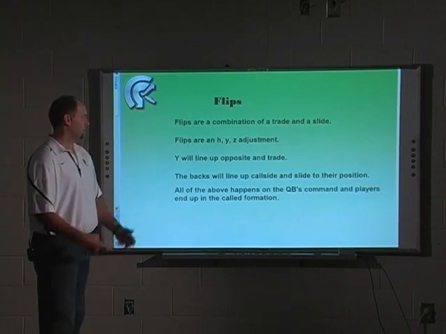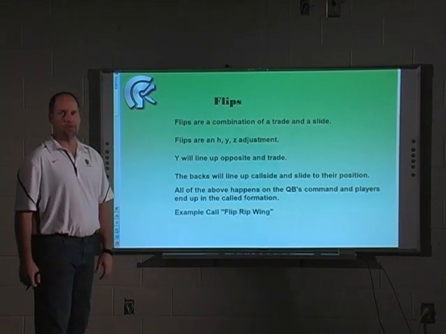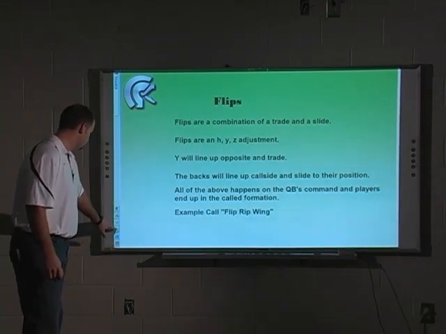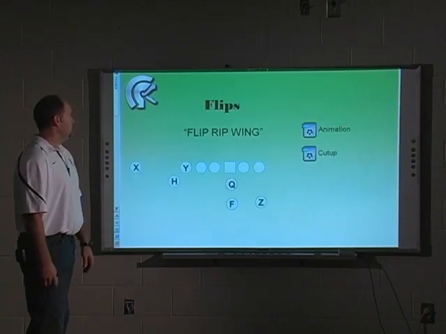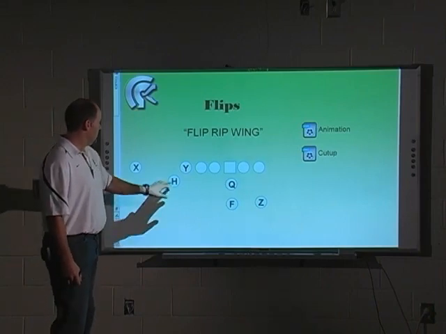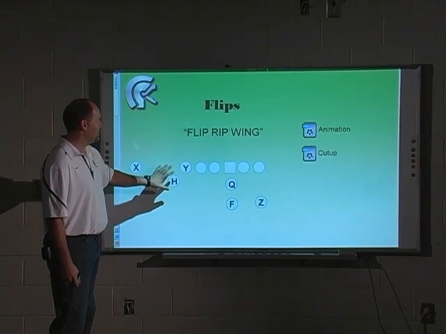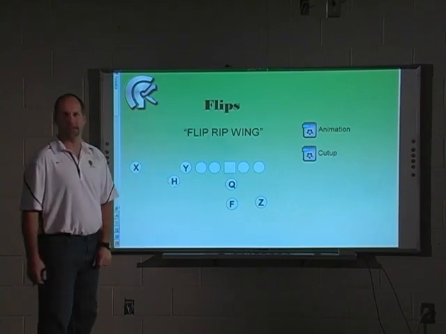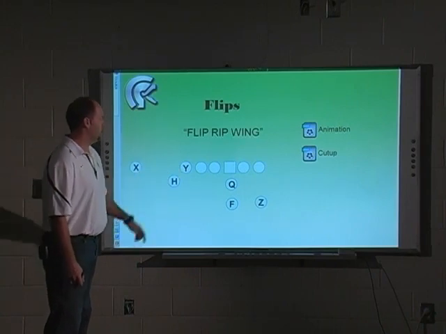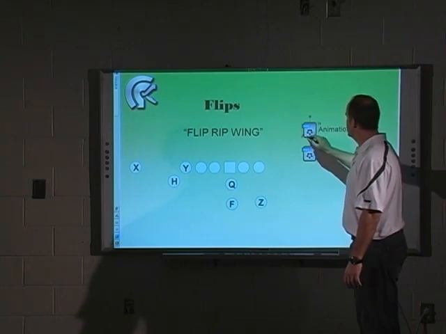And all the above happens on the quarterback's commands. Players end up in the called formation. An example of one of our calls may be flip, rip wing. What we have here right now is a diagram of our flip rip wing prior to the quarterback calling shift. So really what we get is an unbalanced set right here. So let's take a look at animation and see what it would look like in real time.